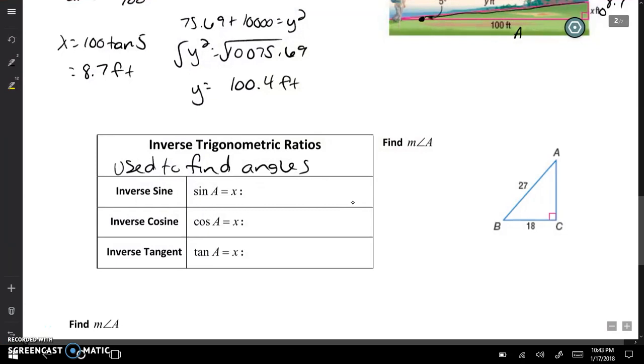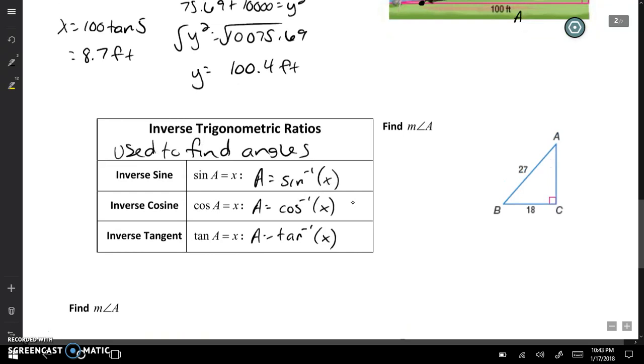The inverse sine, okay, so if we have the sine of A is equal to x, that means that A is equal to the inverse sine of x. Okay, if we have the cosine of A is x, that means A is the inverse cosine of x. And if we're trying to find the inverse tangent, you get A is the inverse tangent of x.